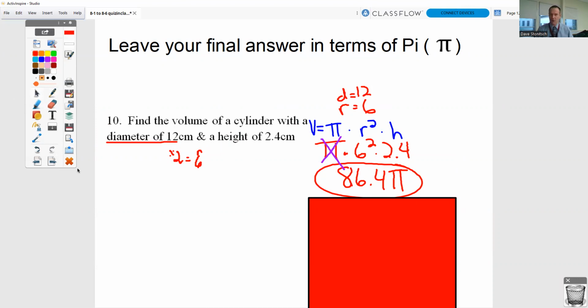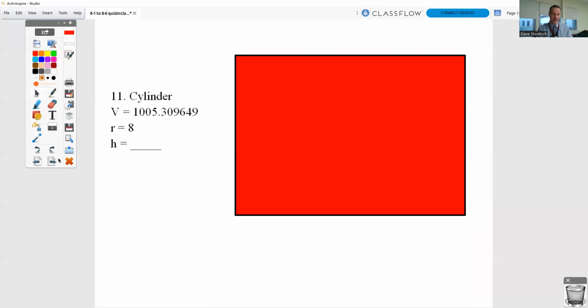So on the front of your quiz, you'll have questions just like that. You'll have 2 cones, 2 cylinders, 2 spheres, 1 hemisphere. Sometimes you'll be given the radius. Sometimes you'll be given the diameter. Just be very, very careful with that. And then you'll have 3 basic word problems, 1 of each shape. Again, be careful whether you're given the radius or given the diameter.